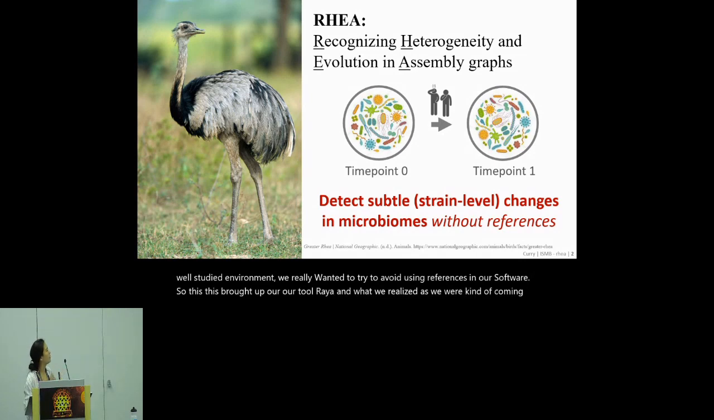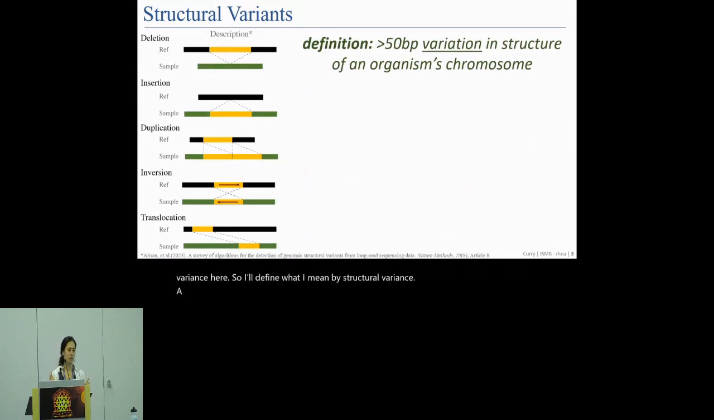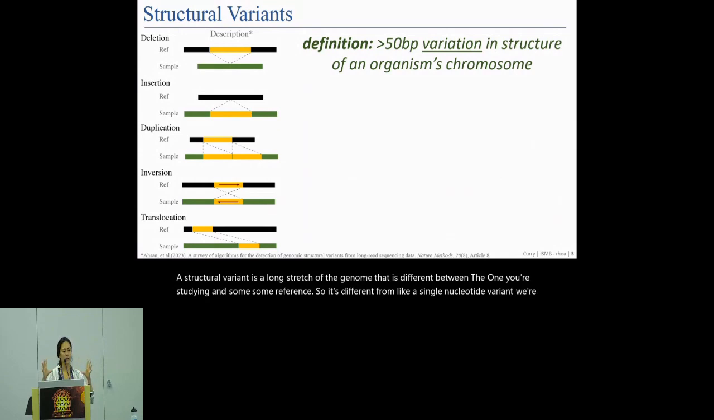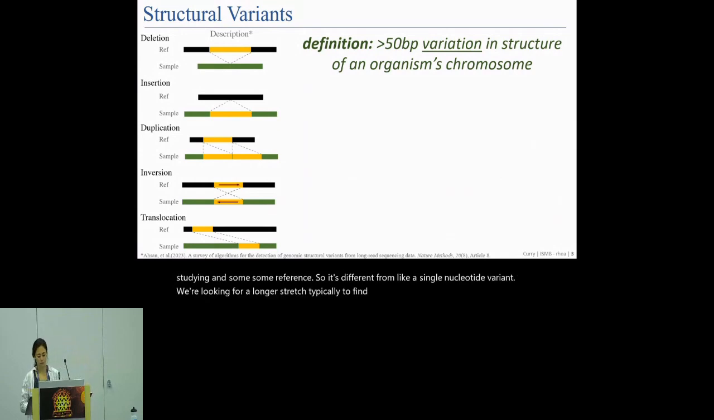So this brought up our tool Aráya, and what we realized as we were coming up with this plan about what we wanted to do is that we were really looking for structural variants here. So I'll define what I mean by structural variants. A structural variant is a long stretch of the genome that is different between the one you're studying and some reference. So it's different from a single nucleotide variant. We're looking for a longer stretch, typically defined as 50 base pairs or more.